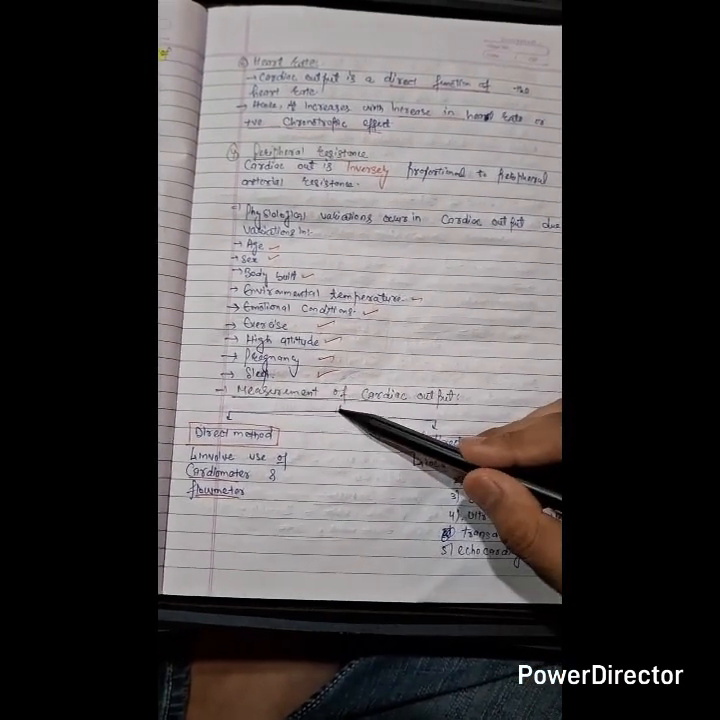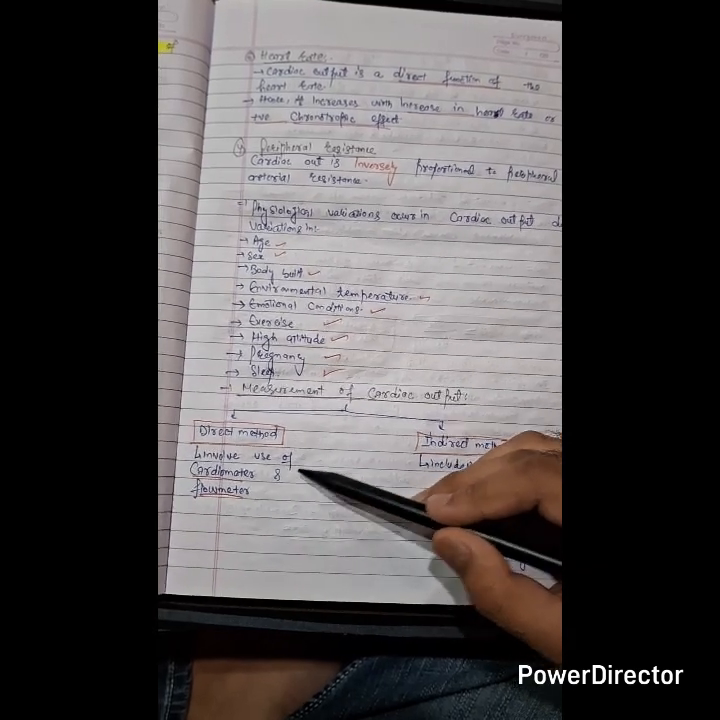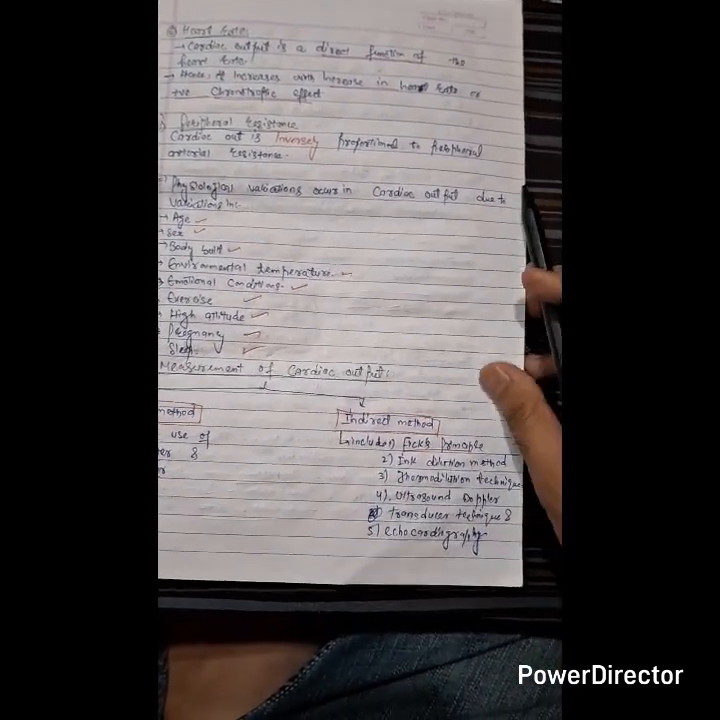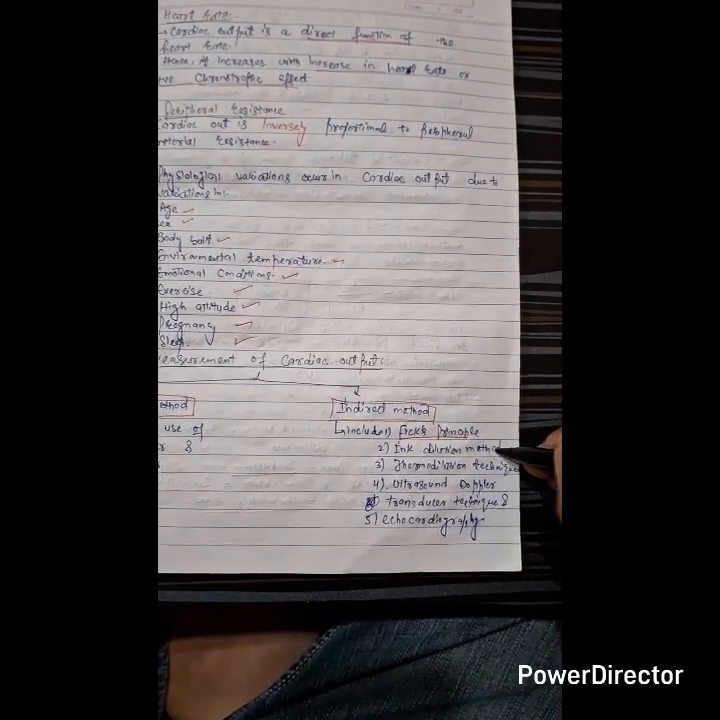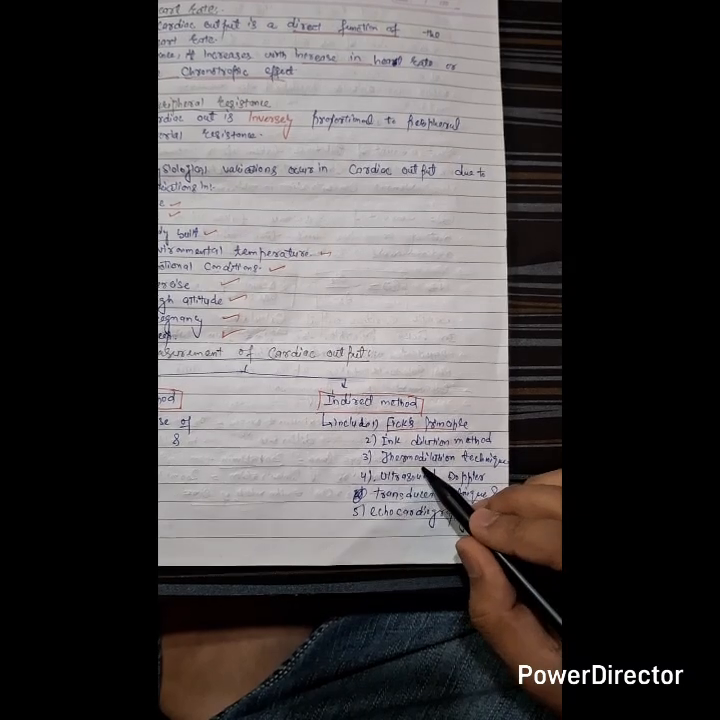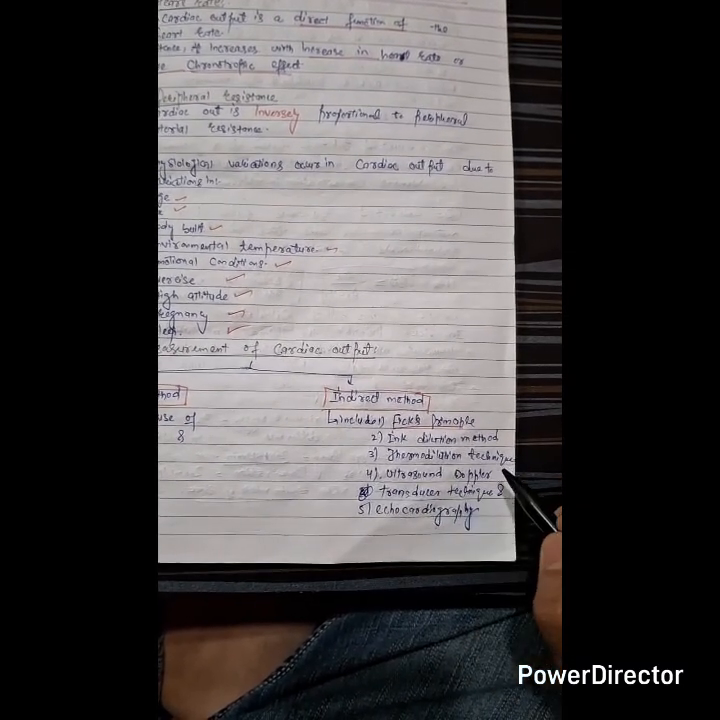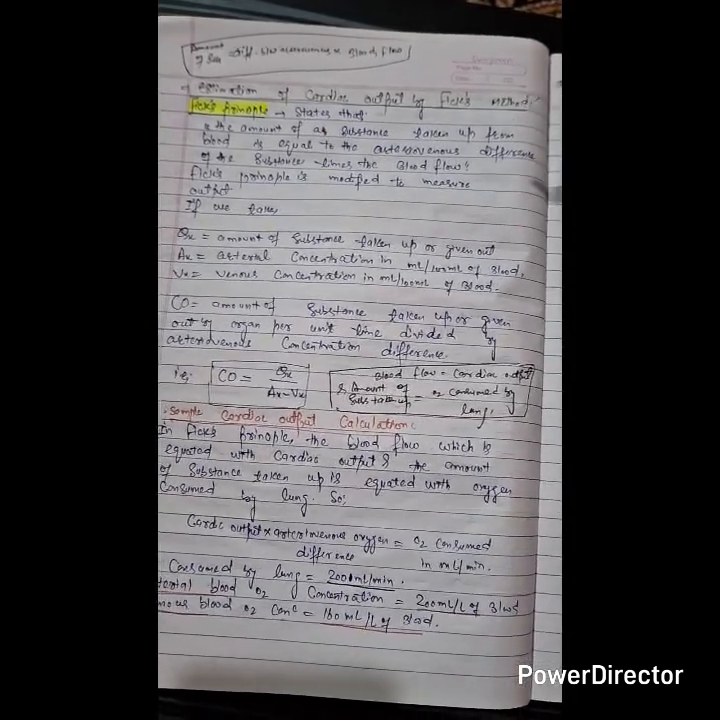The direct method involves the use of a cardiometer and flow meter. So these are the instruments. And the indirect method includes first the Fick principle, the most important one. Second is the dye dilution method. Third, the thermodilution technique. Fourth, the ultrasound Doppler transducer technique. And fifth is electrocardiography. Then comes the measurement of cardiac output by using Fick's method.